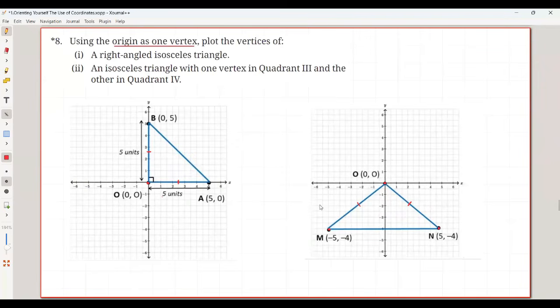Here also the picture may vary. Here I have taken up to 5 units. If you are choosing this 4, here also you should choose up to 4. You will be getting an isosceles triangle. 3, 3. 2, 2. So depending on the position, you have to change it.